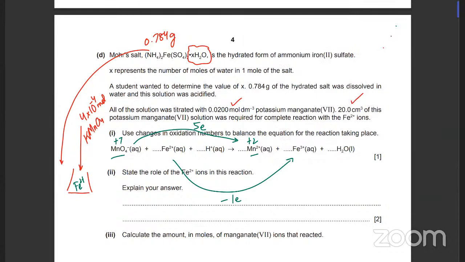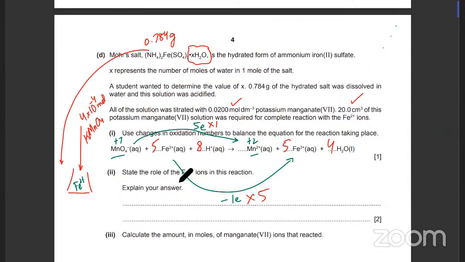Fe, right? To make the electrons gained and lost equal, I multiply Fe by 5. You just keep 1 Mn, and then the electrons gained and lost are equal. Then you can balance the rest of the atoms. You've got 4 oxygens, so there should be 4 H2Os, and 8 hydrogens, so there should be 8 H+. So we've balanced the equation.